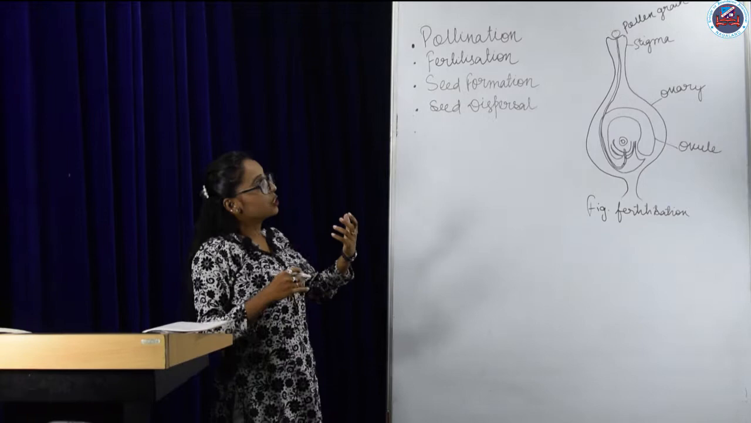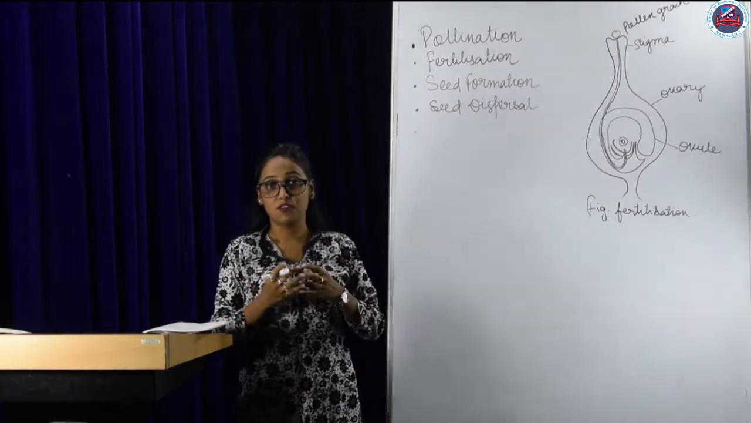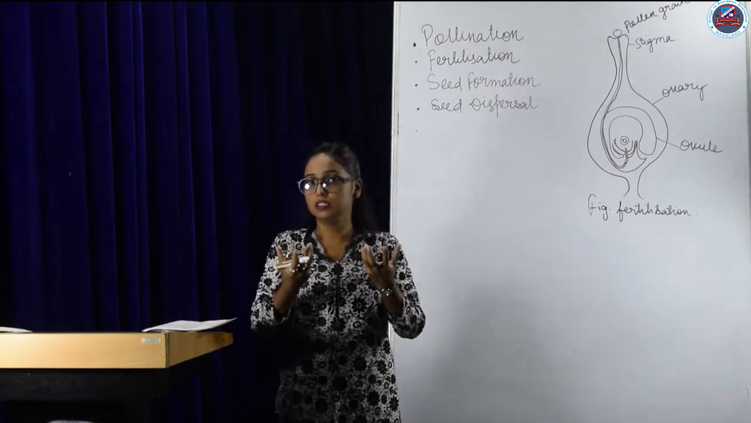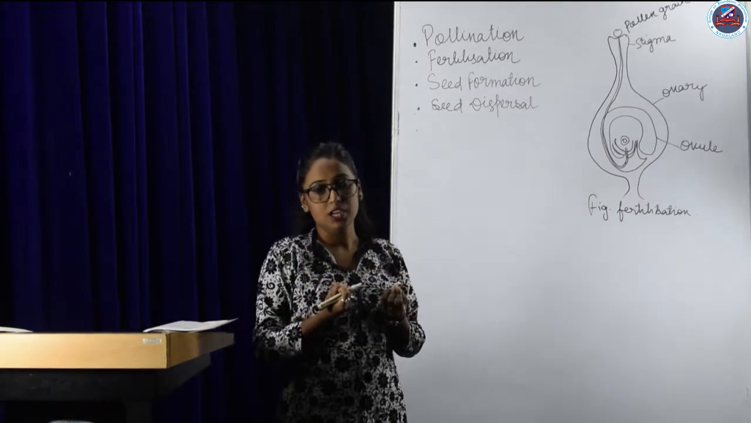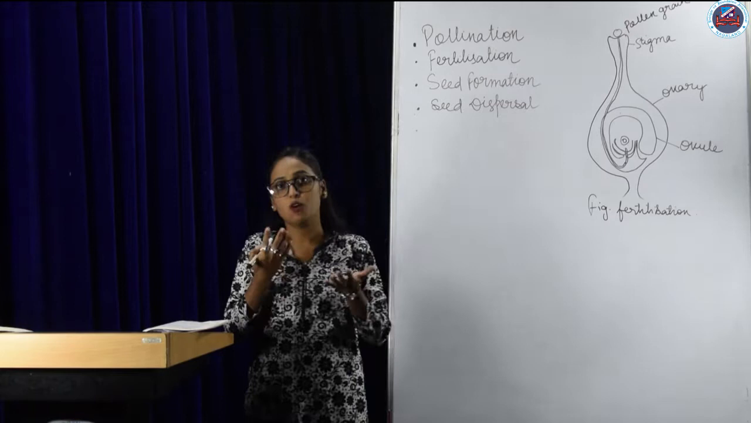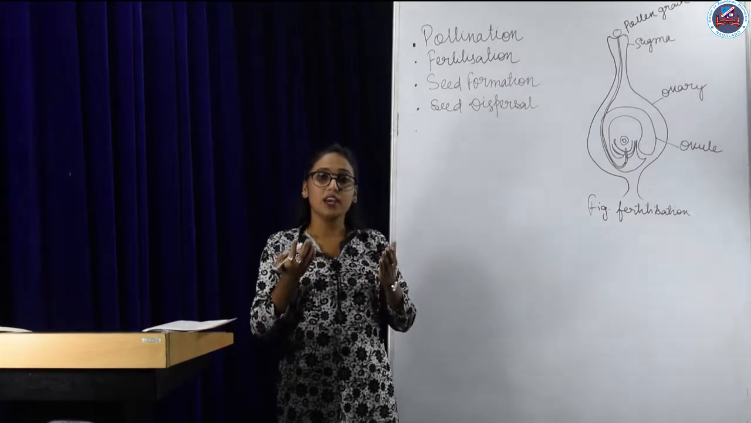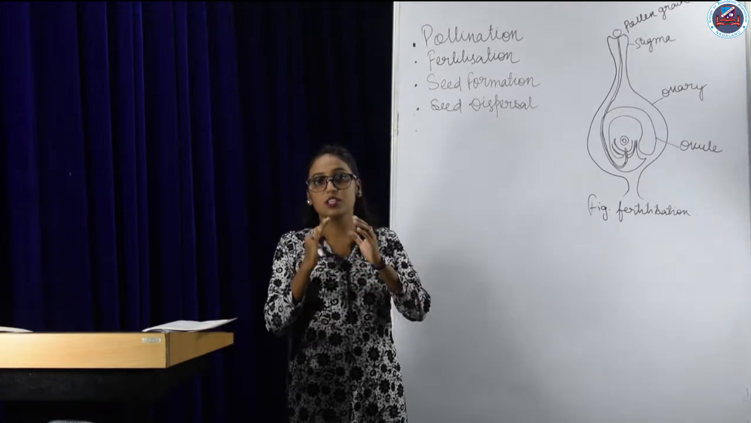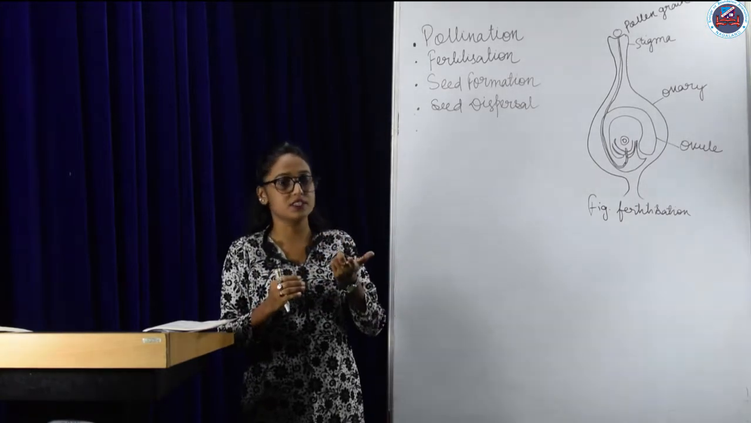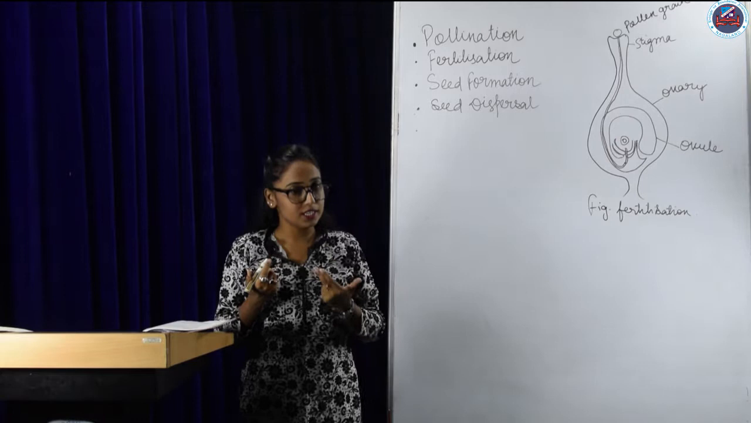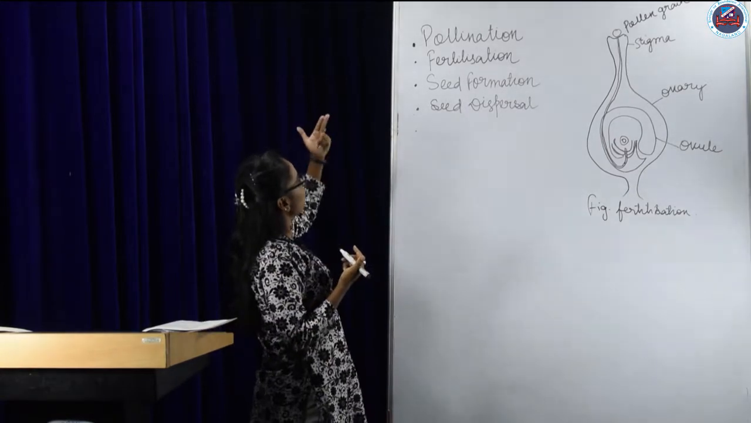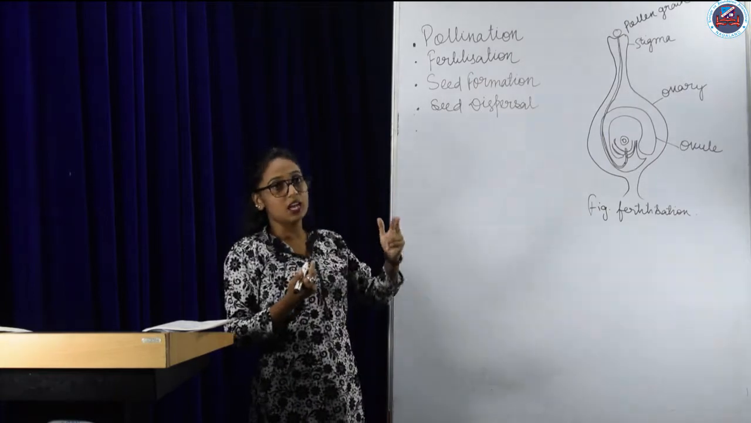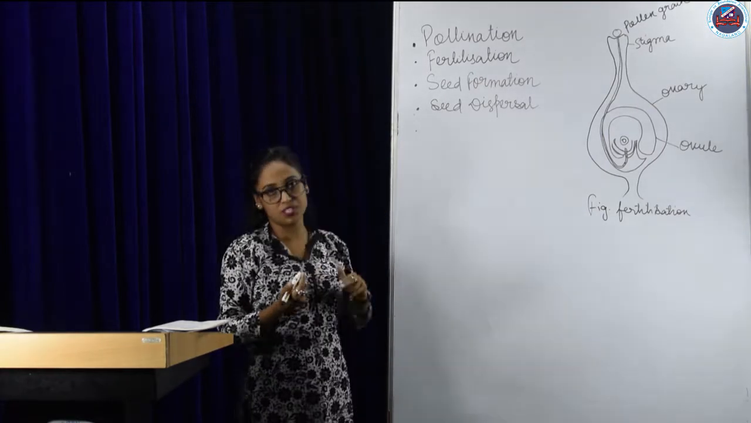Okay. Now we have seen the different parts of the flower. At the beginning I said the flowers are differently colored, the petals are differently colored. Why? To attract insects. Why do they have to attract insects? So that pollination takes place. Now what is pollination? Now you will learn about pollination, fertilization, how seeds are formed, and lastly we will also learn about seed dispersal.